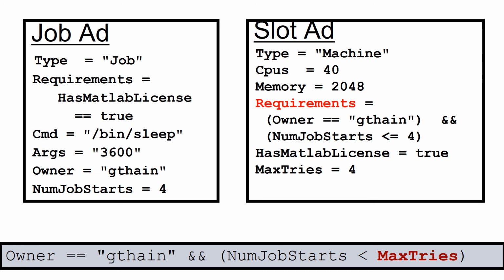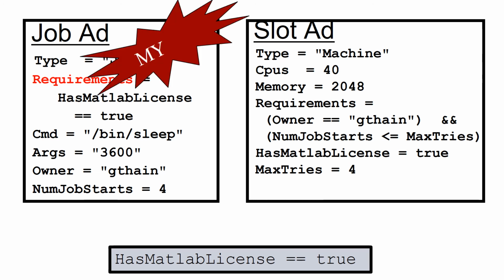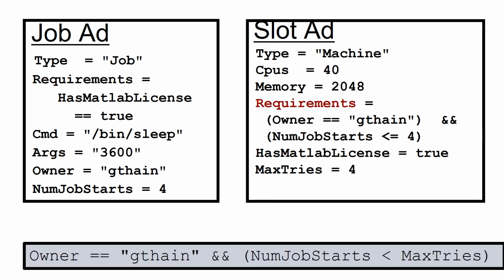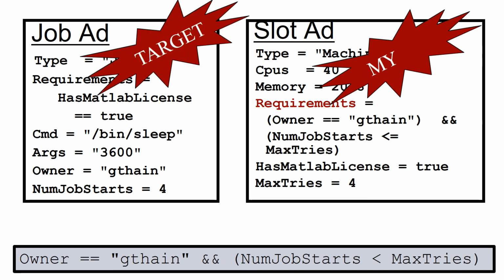To be clear about which ad is which when matchmaking, we call the ad we got the requirements from the MyAd, and the other ad the TargetAd. So when we evaluate the job ad's requirements, the job ad is the MyAd, and the slot ad is the TargetAd. Conversely, if the first part of the match succeeds, and we are trying the second part by evaluating the slot's requirements, then we call the slot ad the MyAd, and the job ad the TargetAd.